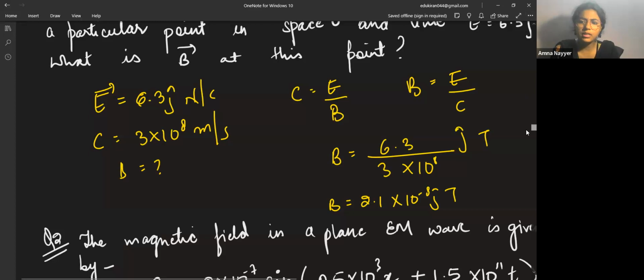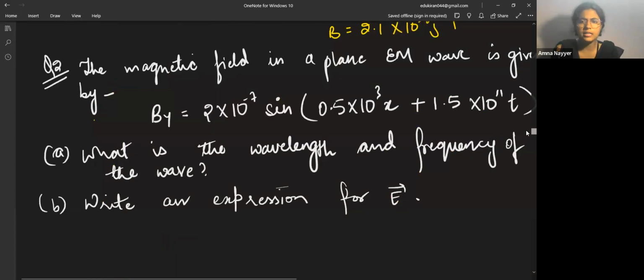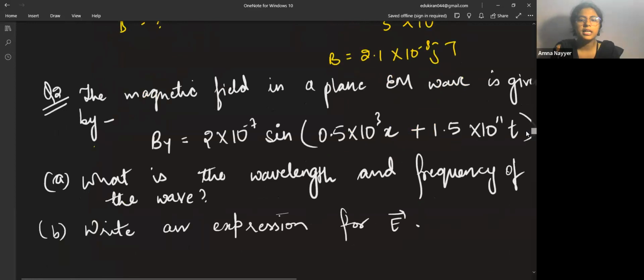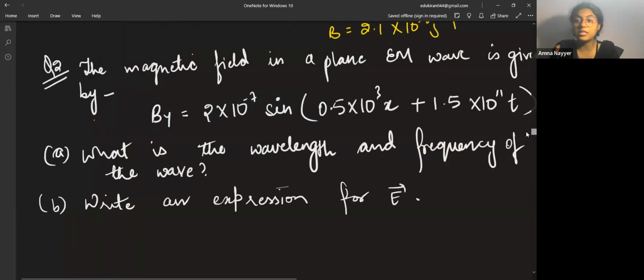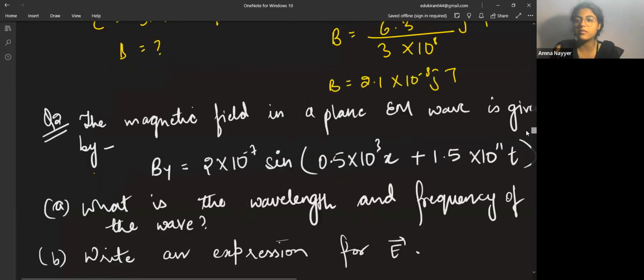Quickly write this down. Then this question I want to discuss. This is the last question before we start with displacement current. This is an important question. These types of questions come a lot in your exams from EM waves, and for your entrances also this is very important. Just quickly write this down.